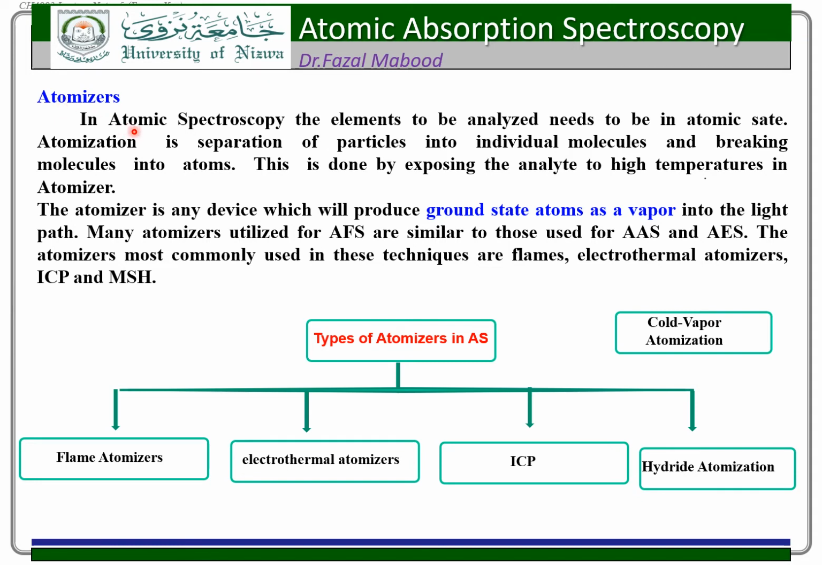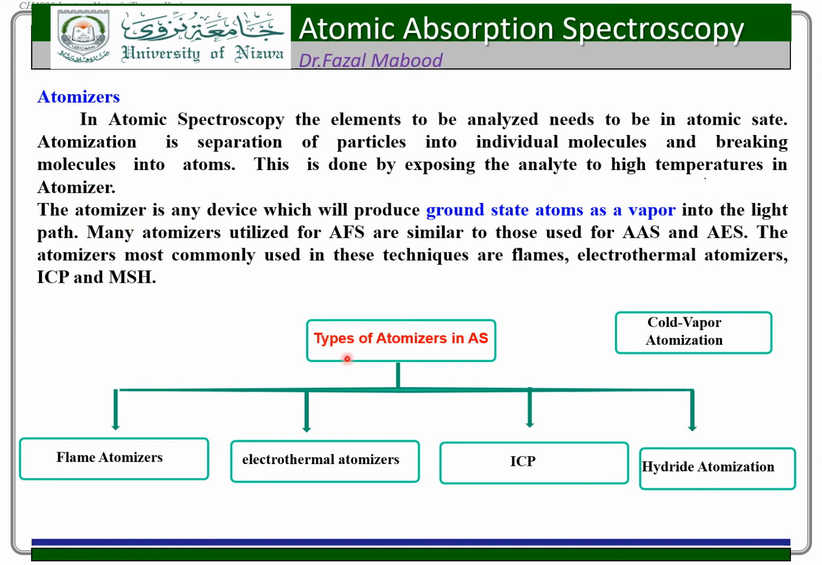Atomizers. In atomic spectroscopy, the elements to be analyzed need to be in atomic state. Atomization is separation of particles into individual molecules and breaking molecules into atoms. This is done by exposing the analyte to a high temperature source, and that is known as an atomizer.